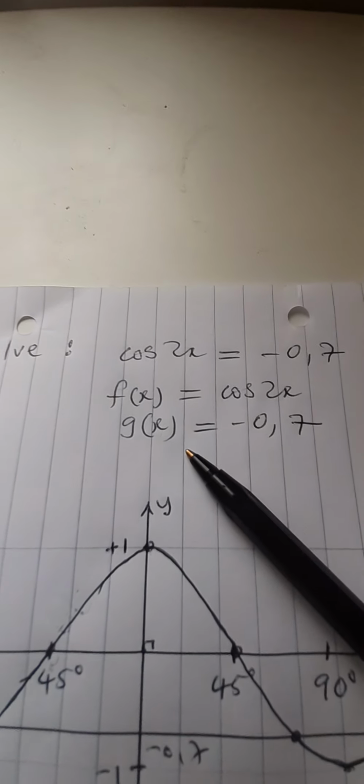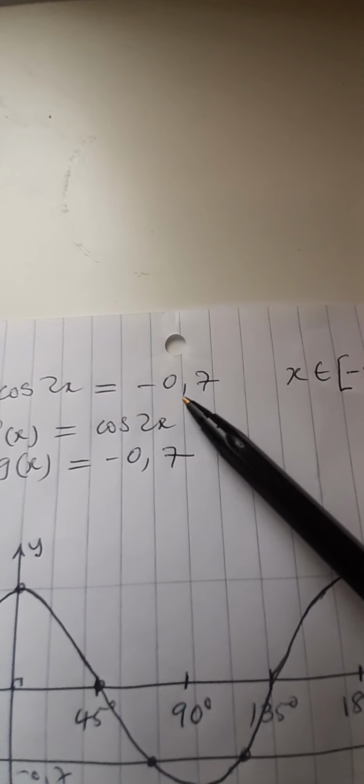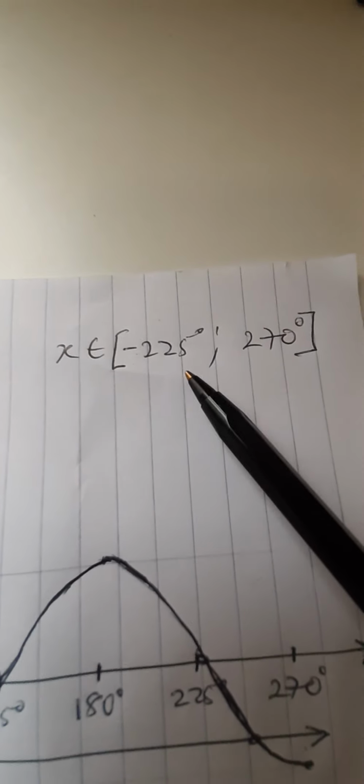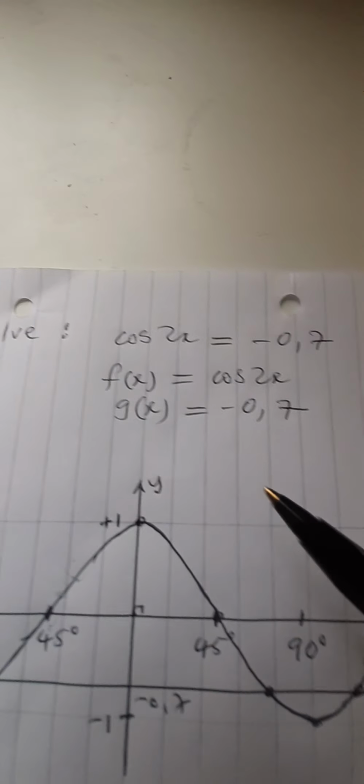This is a follow-up to a lesson where we showed how to solve sine of x is equal to 0,5. Today's lesson is going to be cos of 2x is negative 0,7, where x is an element of negative 225 degrees to 270 degrees. The first solution is going to be graphical.